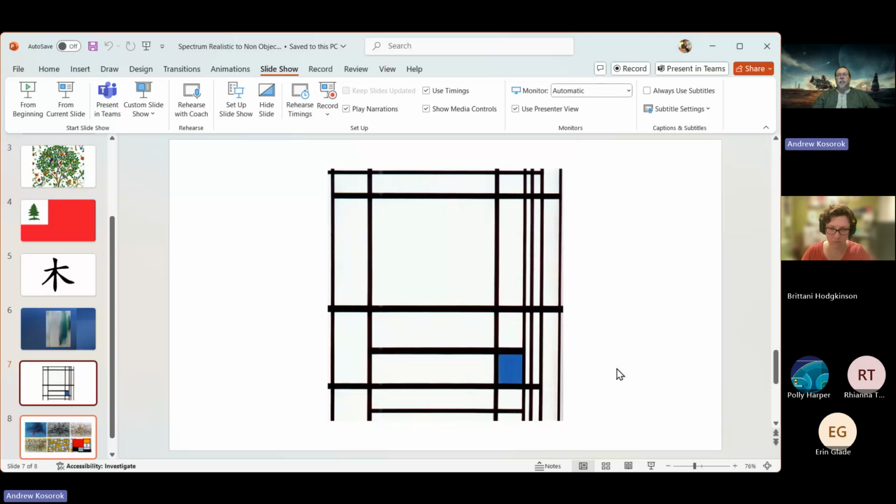Instead of diagonals, he started using vertical and horizontal lines. And instead of all the shades of color, he simplified it down to white and black and the primary colors, and sometimes green or orange.